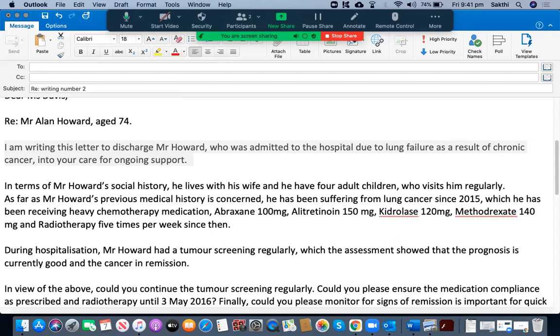So you're writing a letter of discharge, okay? And this is the patient, and this is the patient's major problem, all right? And then you have also mentioned what kind of support he needs, okay? So that's good. So the introduction paragraph is excellent. There is no grammar mistake. So this is an excellent introduction paragraph.